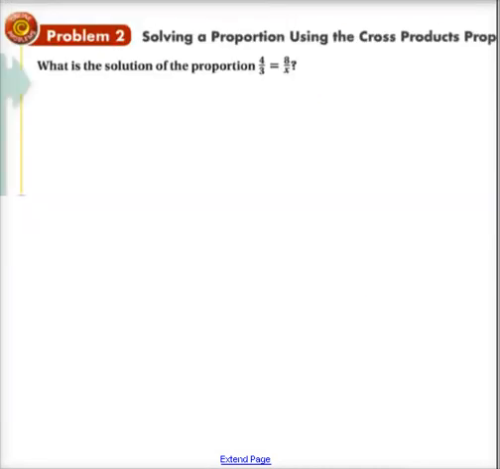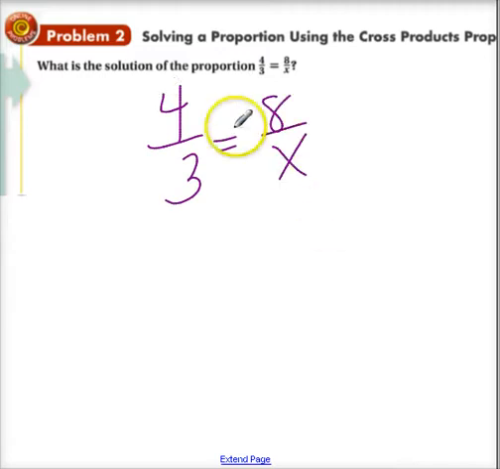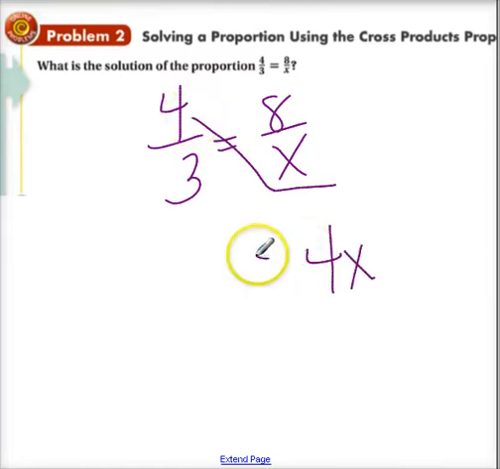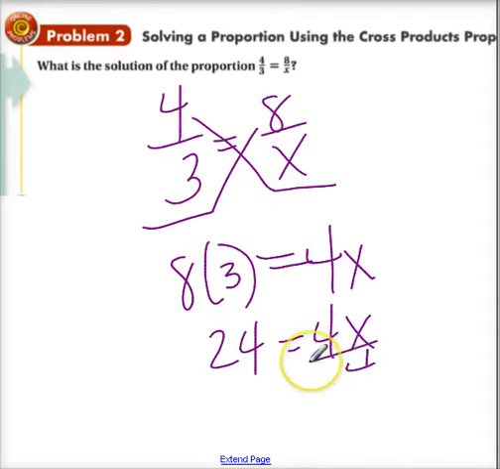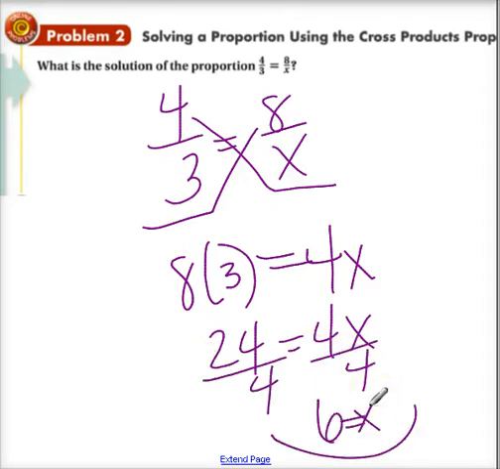I'm going to jump right to the first problem. 4 over 3 equals 8 over x. So what I can do is multiply the cross products. 4 times x is 4x. And if I multiply this way, 8 times 3, so that's 24 equals 4x. And now it's a one-step equation. Divide by 4, x equals 6. So you multiply the cross products.